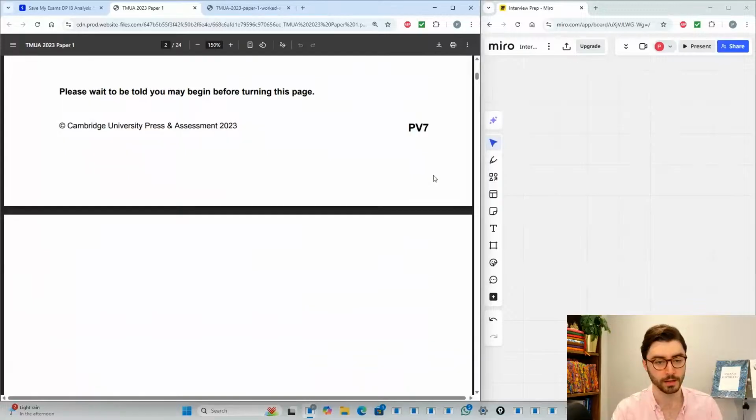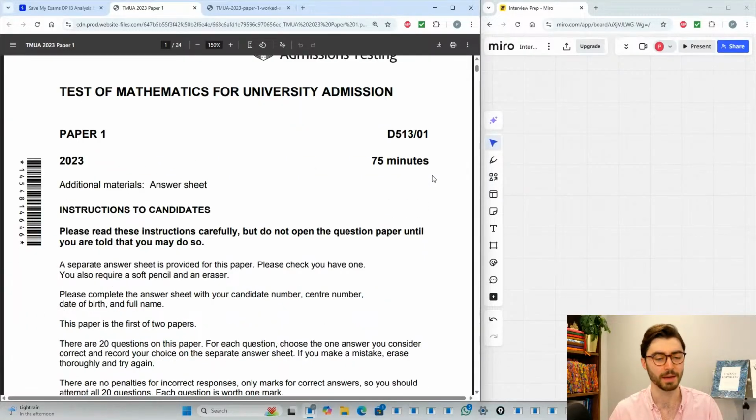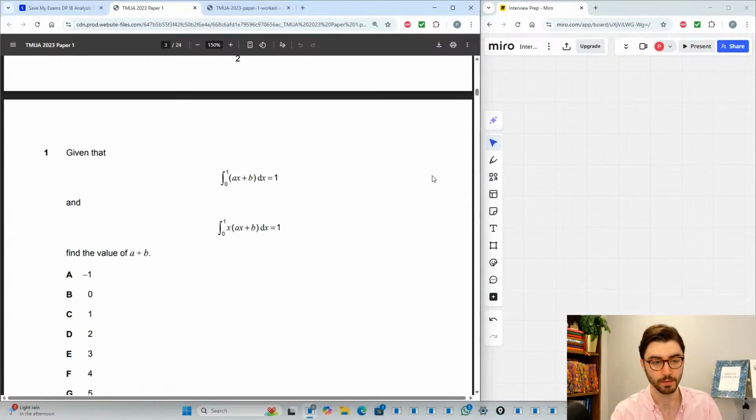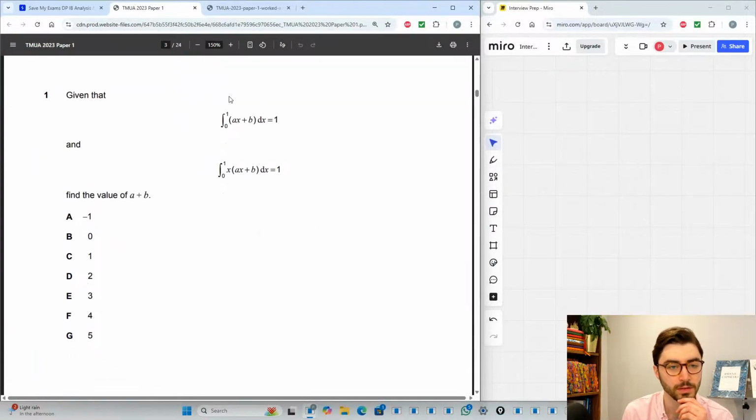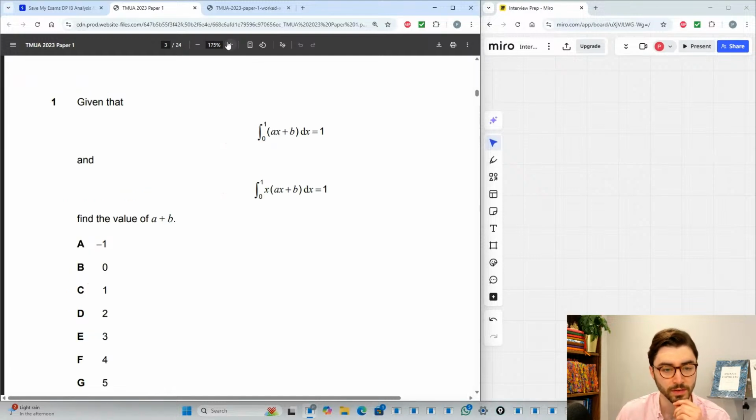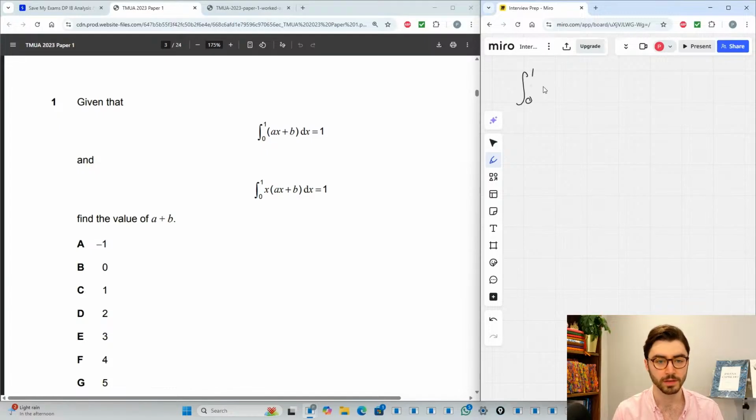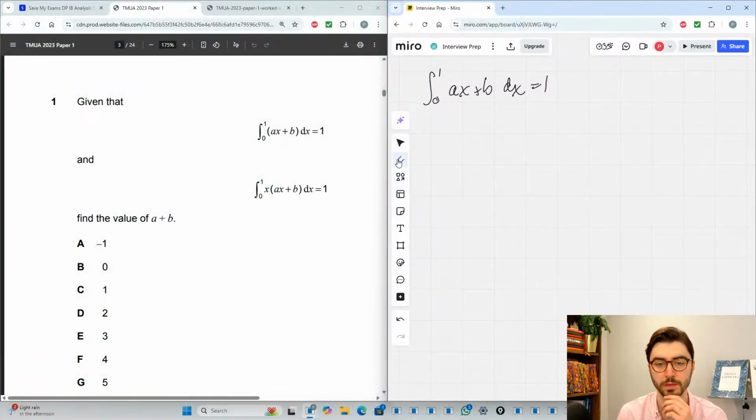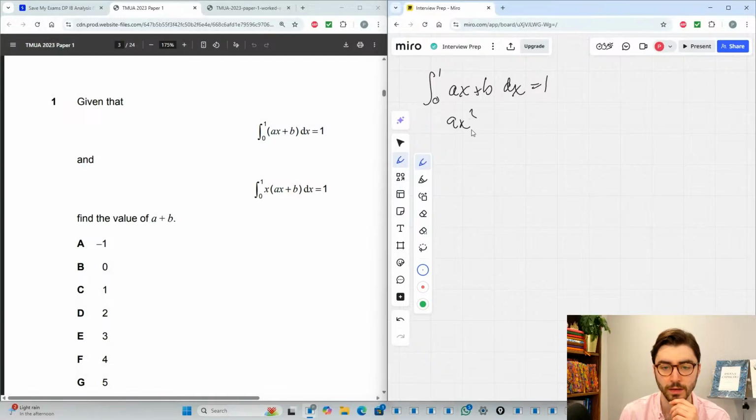Ready, and go. So given that integral, and that integral, okay, so let's be quick about this. So the integral from 0 to 1 of ax plus b. So what that means is ax squared over 2 plus bx, between 1 and 0 gives you 1. So that's a over 2 plus b is equal to 1.